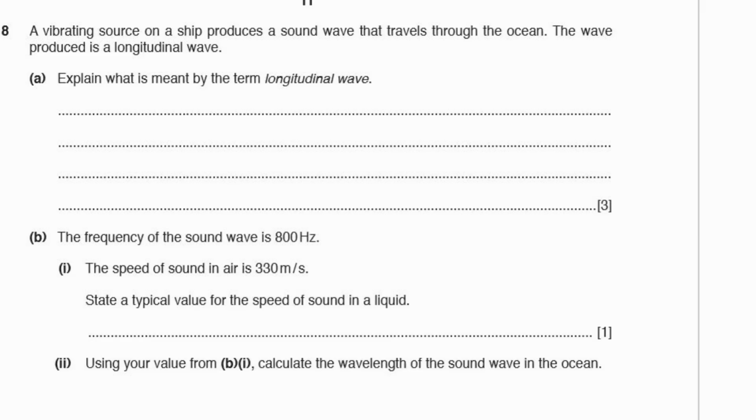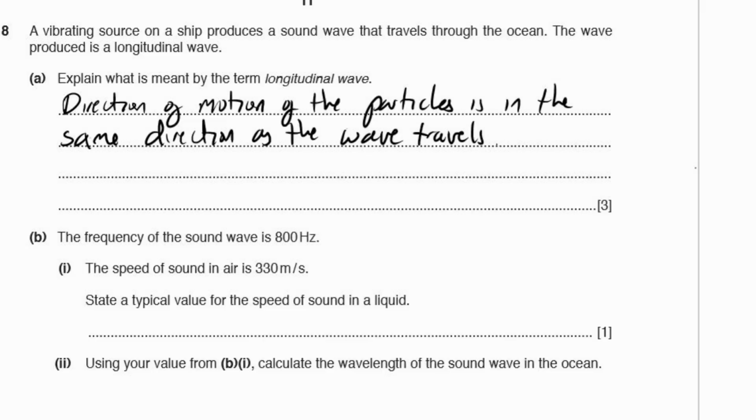A vibrating source on a ship produces a sound wave that travels through the ocean. The wave produced is a longitudinal wave. Explain what is meant by the term longitudinal wave. Okay, the displacement of the particles is in the same direction as the motion of travel of the wave. So direction of motion of the particles is in the same direction as the wave travels. I can't see that getting more than 2 marks, so let's label something else about it. We have compressions and rarefactions.